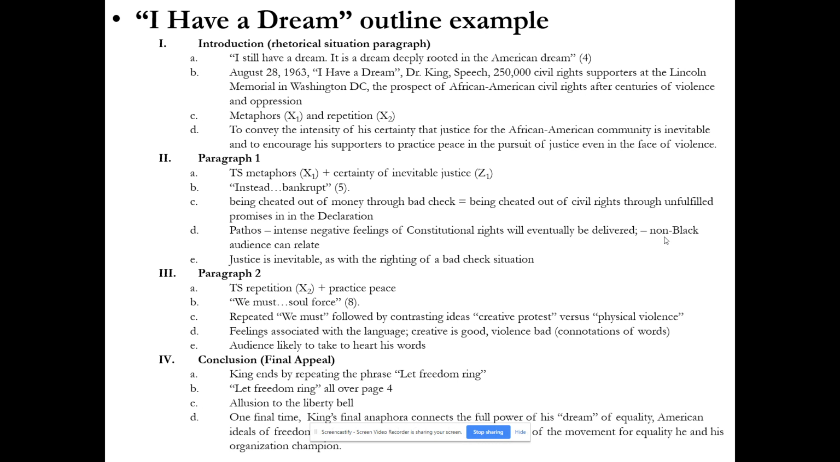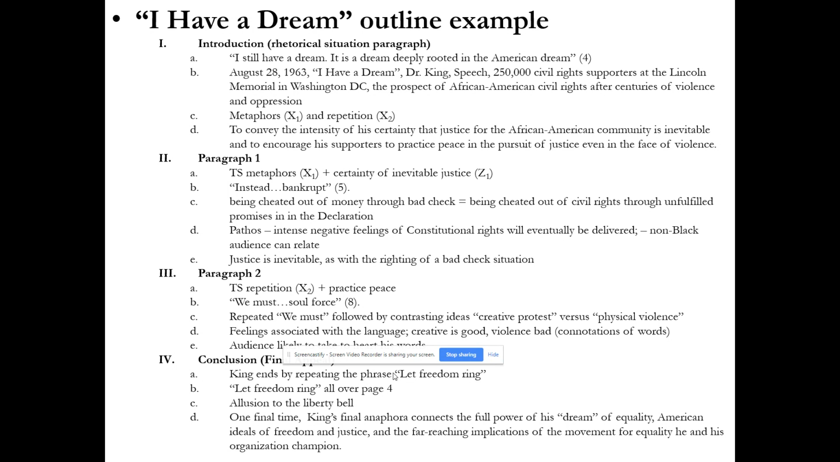Right, one final time, King's final anaphora connects the full power of his dream of equality, the American ideals of freedom, and the far-reaching implications of the movement for equality he and his organization champion. Right, all of these ideas are connected, and I think that would be a really strong note to end the paper on. So there's an outline. All right, again, a little more complete, a little more thorough than what you might be doing for the much shorter AP essay prompts, but it gives you an idea of how it should look.